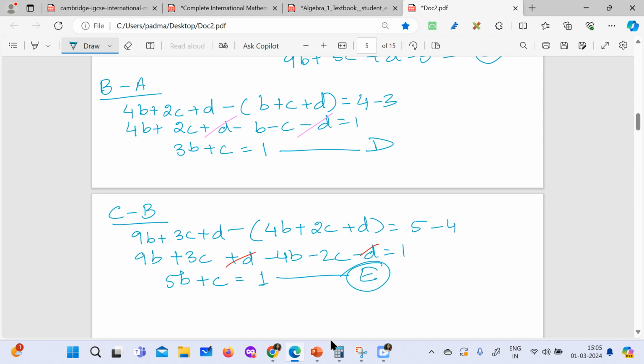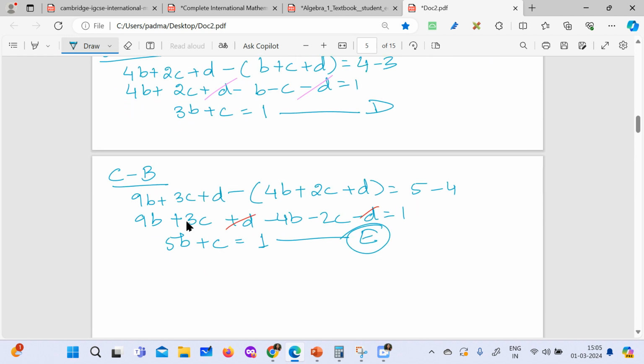Now we will figure out the value of b or c. Let's see, we will get the value of b now. Next step is you have to do E minus D. So E is 5b plus c and minus D is 3b plus c equals 1 minus 1, right?